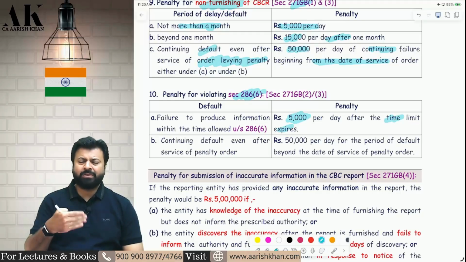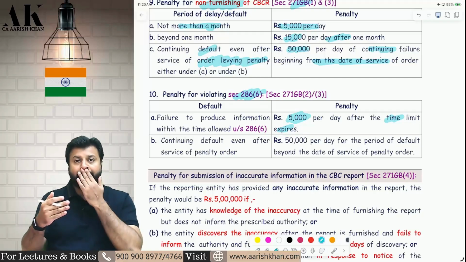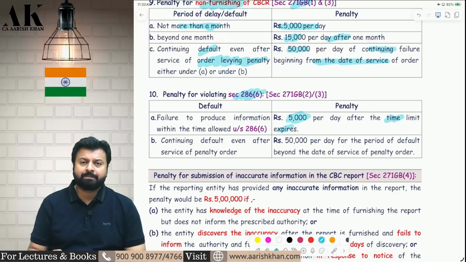What is the time limit? 30 plus 30, maximum 60 days. If extension is given, then 60. If extension is not given, then 30. So the moment the time limit is expired, you will be liable for a penalty of 5,000 rupees per day. After that, you will be liable for a penalty of 15,000 rupees per day.